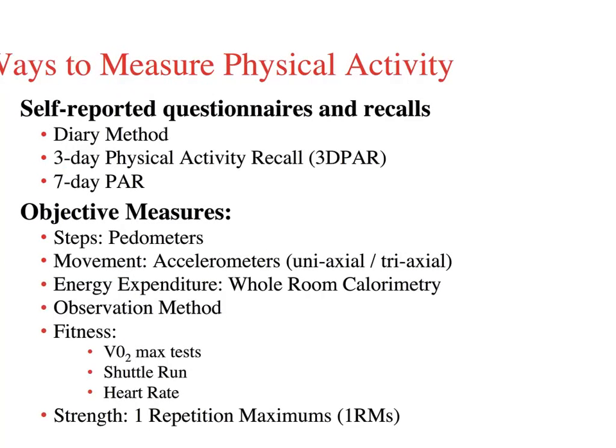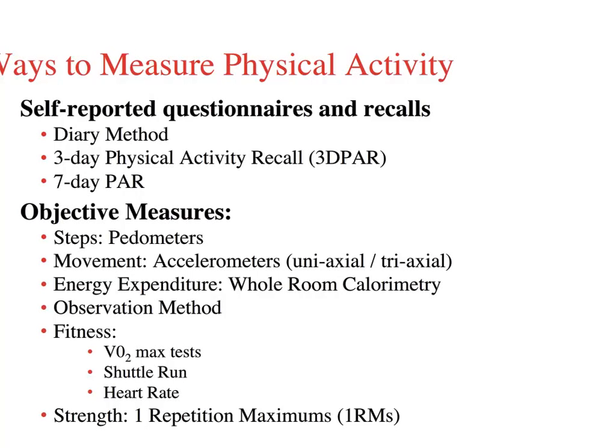So we also need to have ways of measuring physical activity. There are a little bit more objective measures for physical activity assessment. The most common is still self-reported questionnaires and recalls. The diary method is where you ask participants to write down everything they did, exercise, all their activity, for the past 3 days or 7 days. There's also the 3-day physical activity recall, which is basically a structured format where I ask you in chunks. It divides the day into 30-minute increments, and it asks you to remember exactly what you did in those 30-minute increments for the past 3 days. Similarly, they have a 7-day physical activity recall as well.